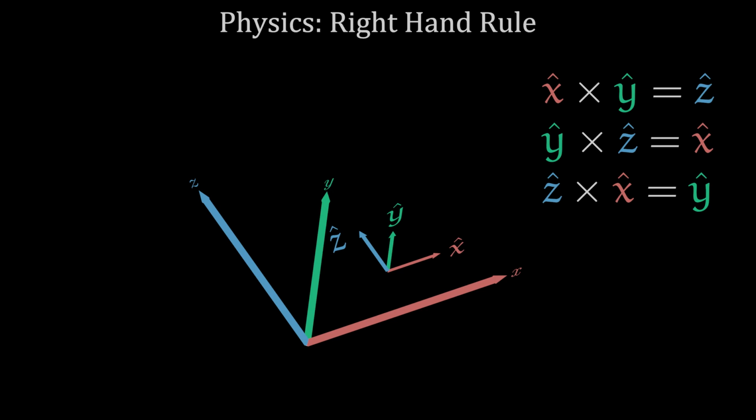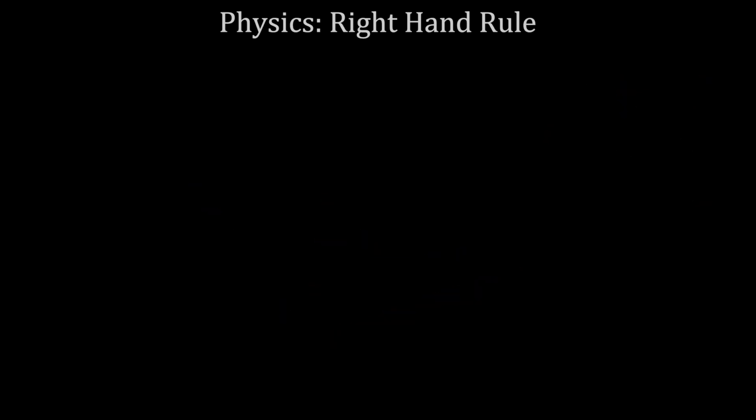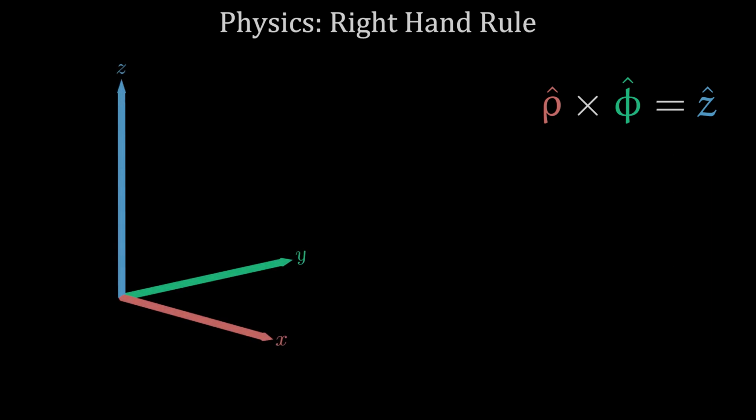We can move on to the other two coordinate systems in physics to see what those relationships look like. Let's take a look at the cylindrical coordinate system next, which has unit vectors rho hat, phi hat, and z hat. It is defined by the cross product rho hat cross phi hat equals z hat. Let's see what this looks like. We start with a Cartesian coordinate system with the z-axis pointing up.